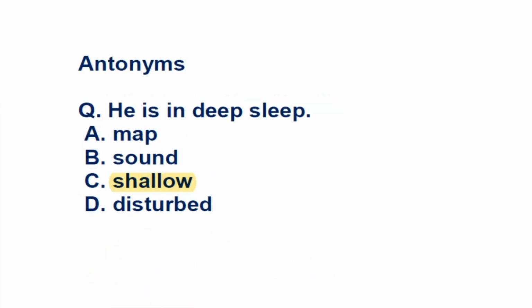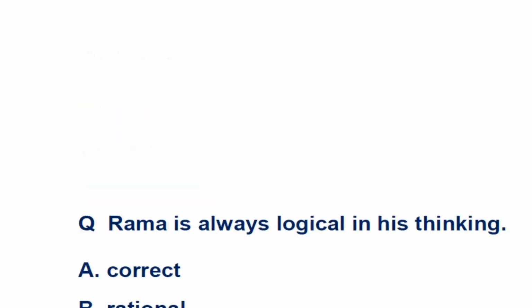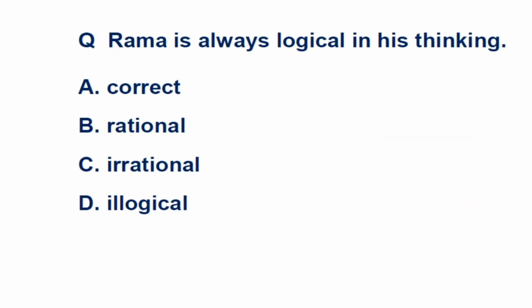Antonyms. Antonyms actually means opposite. Okay, we need to find the opposite of a particular word. So here we are given a sentence, he is in deep sleep. So deep, that's the word we need to look into here. What is the opposite of deep? It's shallow. That's how you need to find out the answer. So let's look into another question.